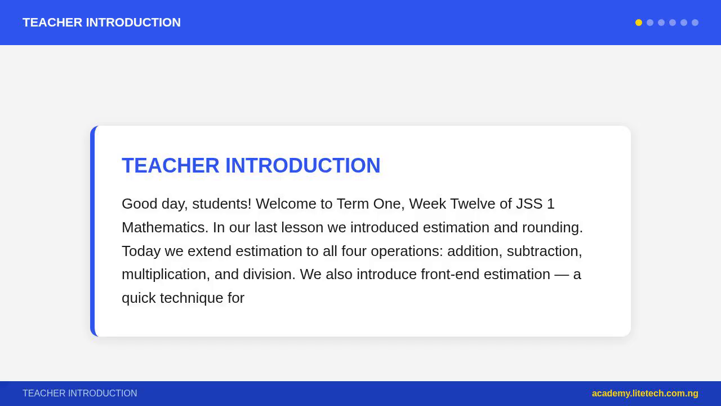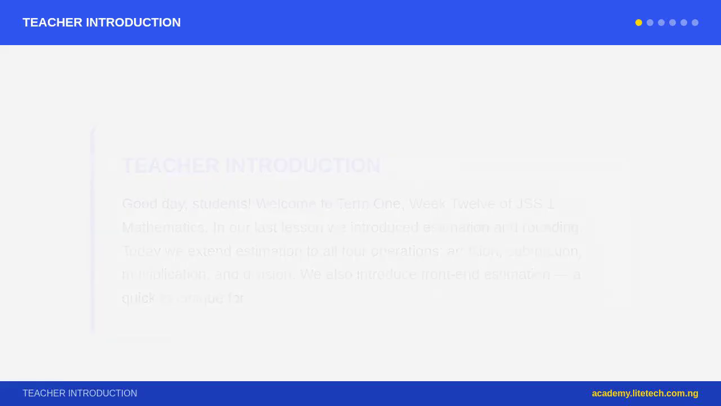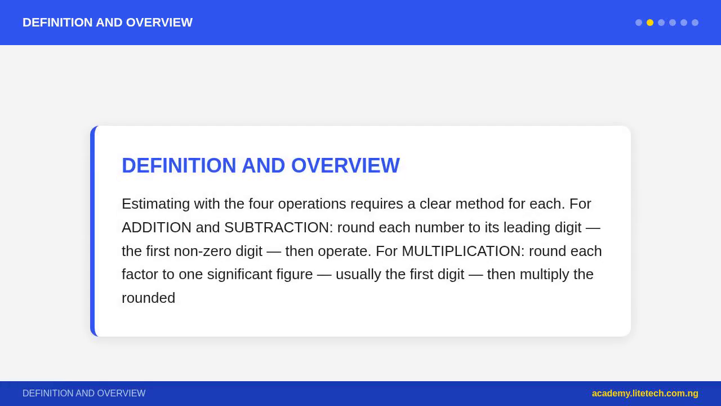Front-end estimation is a fast method. You look only at the leading digits of each number, use those to calculate, then adjust for the remaining digits. For example, estimate 4,231 plus 3,852. Front-end, 4,000 plus 3,000 equals 7,000. Adjustment, 200 plus 800 equals 1,000. Total estimate, 7,000 plus 1,000 equals 8,000. Exact answer, 8,083. Our estimate of 8,000 is very close.